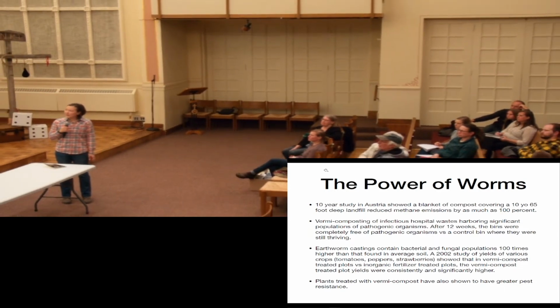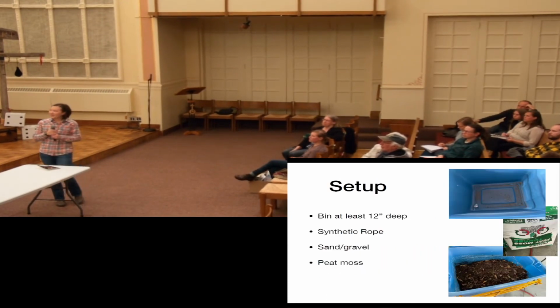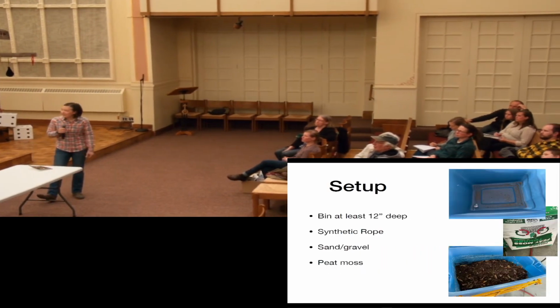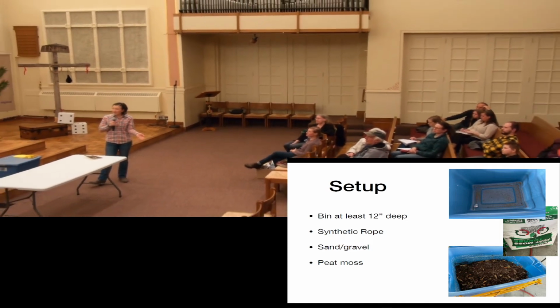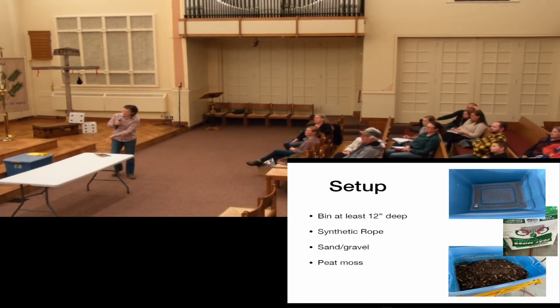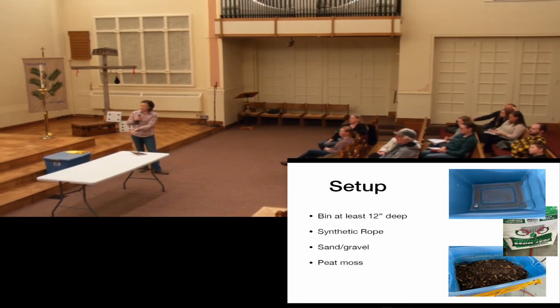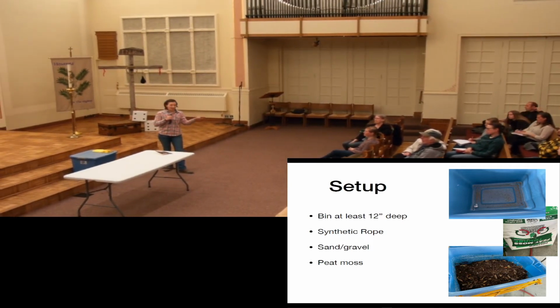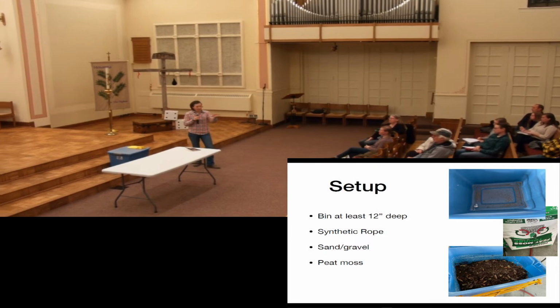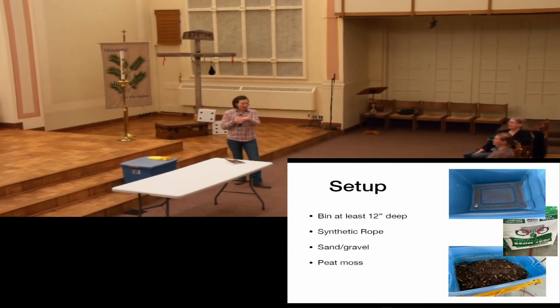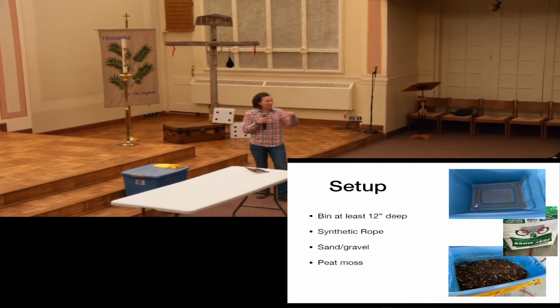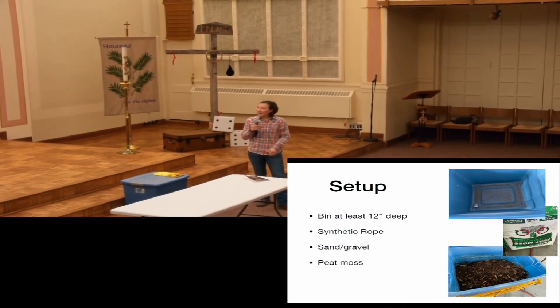All right, next slide, please. Thank you. So the setup is really simple. You just need a container that's at least 12 inches deep. I like this deeper tote here because then I have enough room to just dig a hole and put the stuff I'm digging off to the side. Otherwise you can just put it in a bowl or a bucket when I'm adding scraps to the bin.